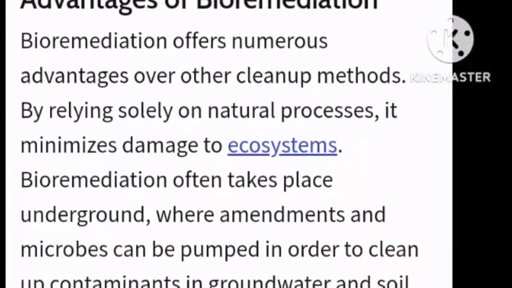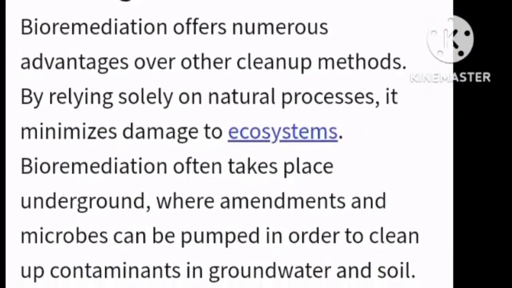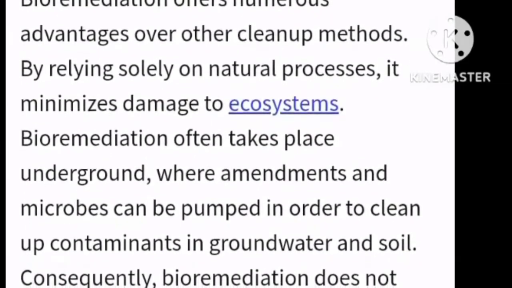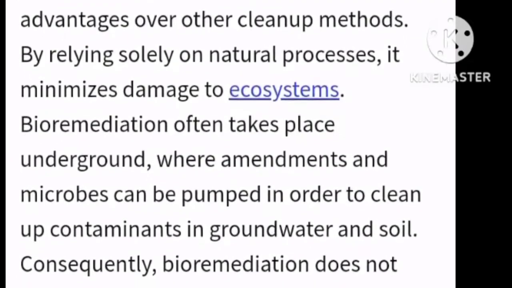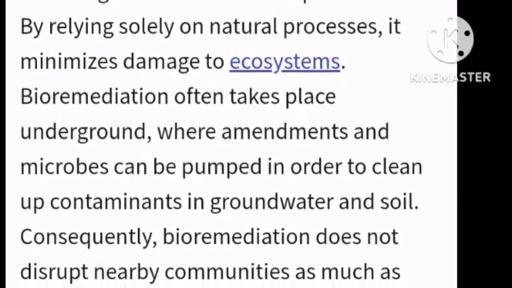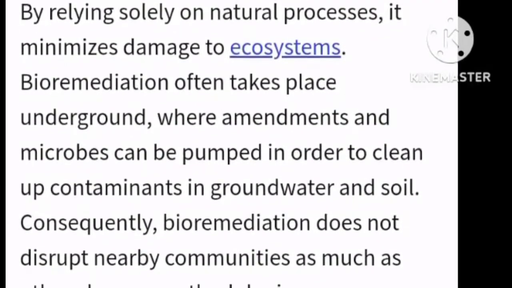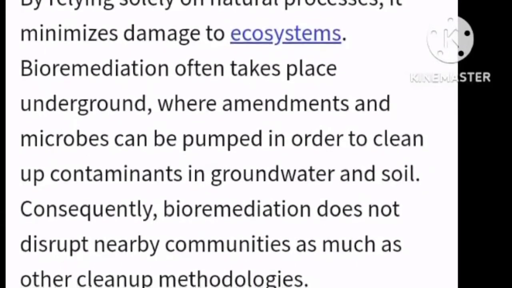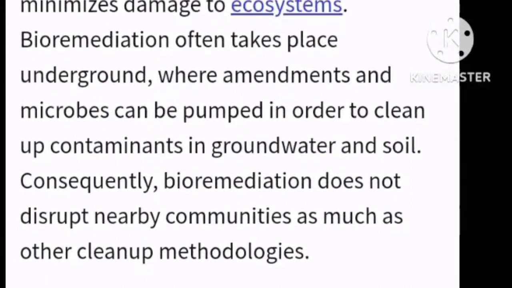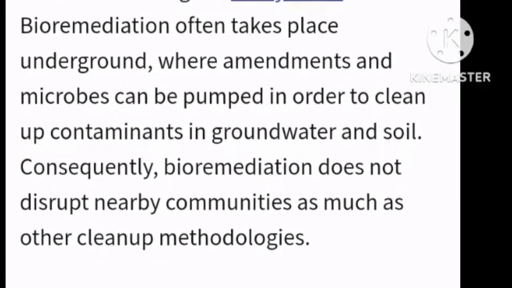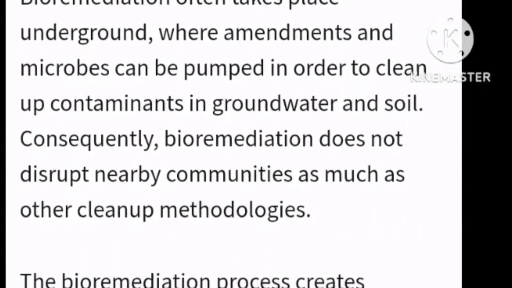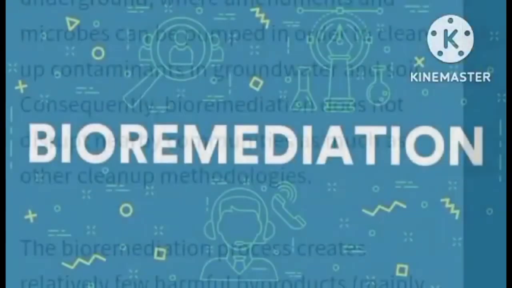Advantages of bioremediation. Bioremediation offers numerous advantages over other cleanup methods. By relying solely on natural processes, it minimizes damage to ecosystems. Bioremediation often takes place underground, where amendments and microbes can be pumped in to clean up contaminants in groundwater and soil. Consequently, bioremediation does not disrupt nearby communities as much as other cleanup methodologies.